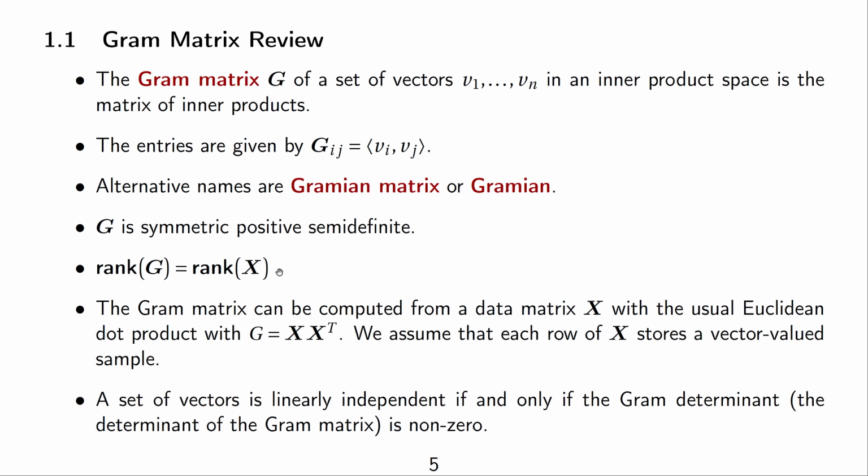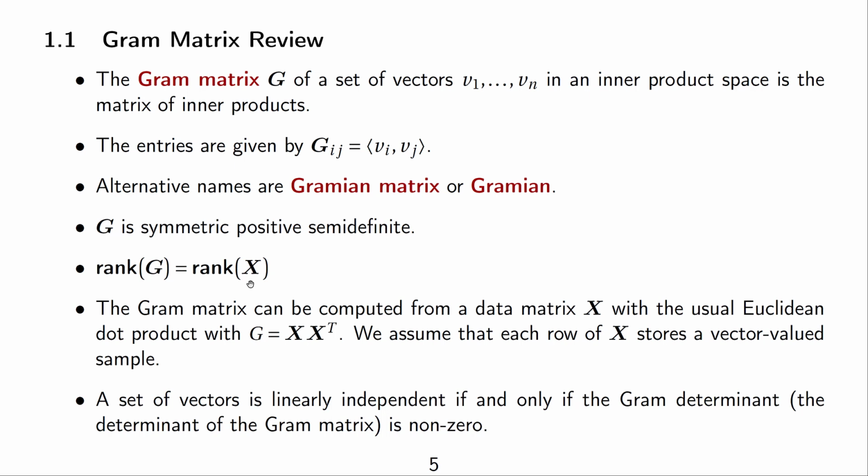The rank of G equals the rank of X, where X is the data matrix, so that each row of X stores a vector-valued sample. That means we have n rows of the data matrix. Each vector is a row of the data matrix.